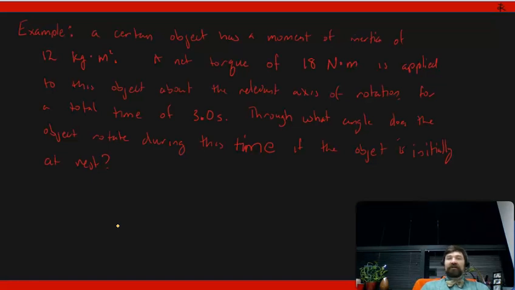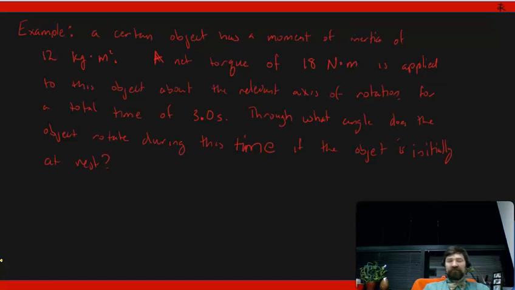So for our example, we have an object that has a moment of inertia of 12 kilograms meters squared, presumed about whatever axis of rotation it's going to be rotating about. We then apply a net torque. This says a net torque, if you can't read my weird handwriting. A net torque of 18 Newton meters is applied to this object about this axis of rotation for which this moment of inertia is specified. These are some hints looking forward about what we may have to talk about in that other video.